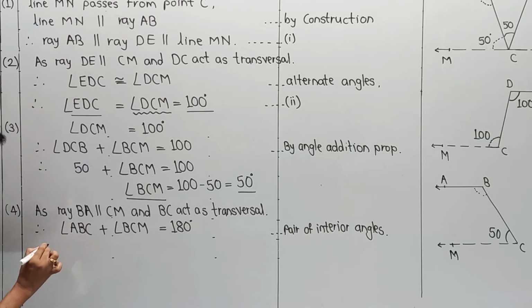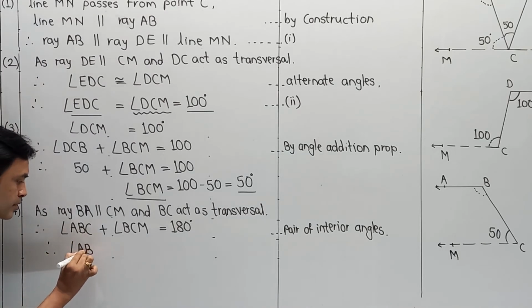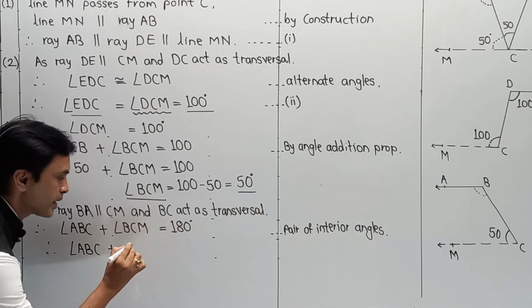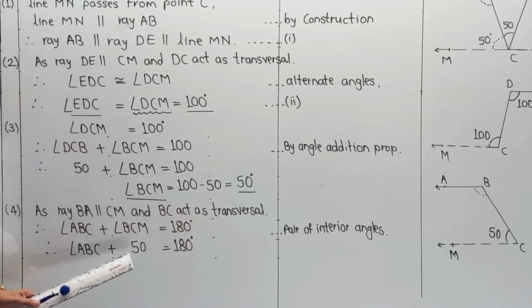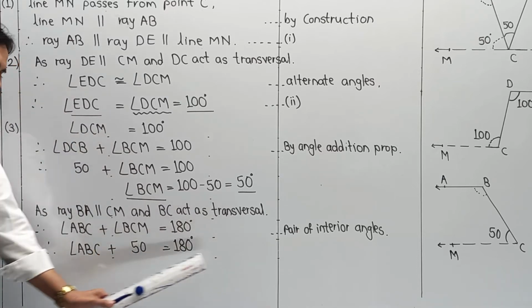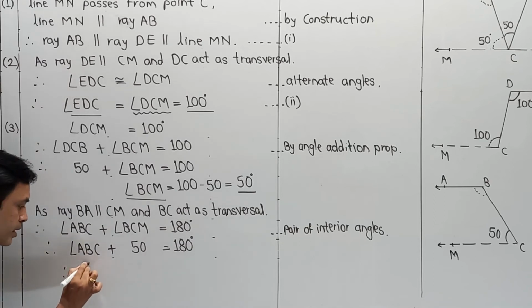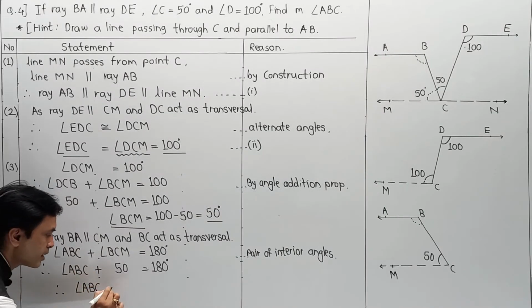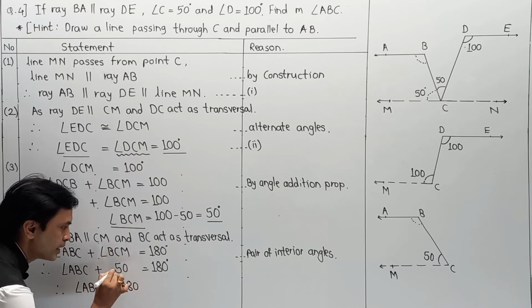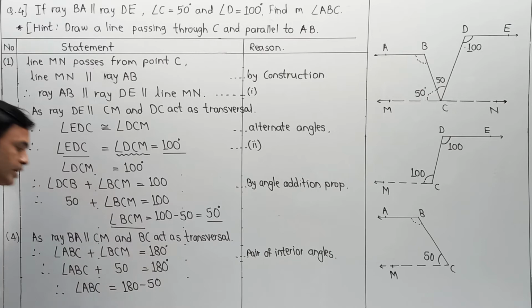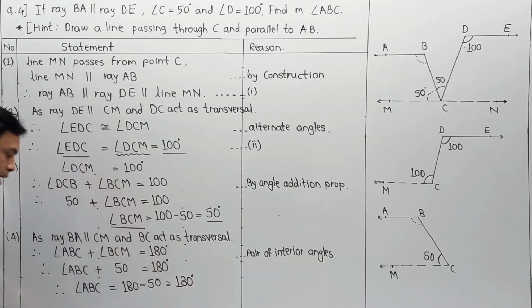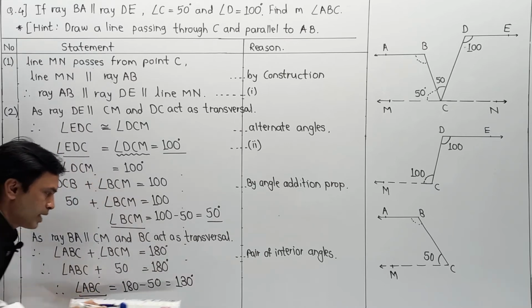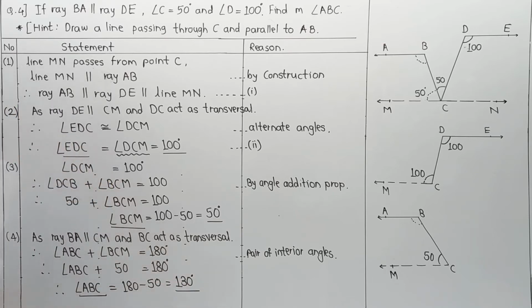Now, angle ABC plus BCM, that is 50 degrees, is equal to 180 degrees. We just have to shift this 50 to that side. Therefore, angle ABC is equal to 180 degrees, and 50 goes to that side as a minus 50. 180 minus 50 becomes 130 degrees. In this way, we are able to get the value of angle ABC is equal to 130 degrees, and in this way we can complete the entire numerical.